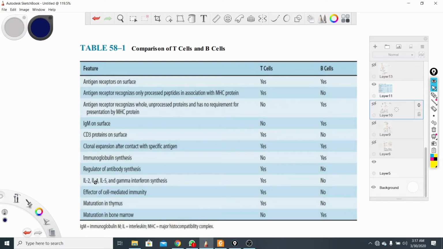Here you can see another thing, which is IL-2, IL-4 and IL-5, with gamma interferon synthesis. This is only present in the T cells, and B cells require these from the T cells. So T cells will give IL-4 and IL-5 for the maturation of B cells.